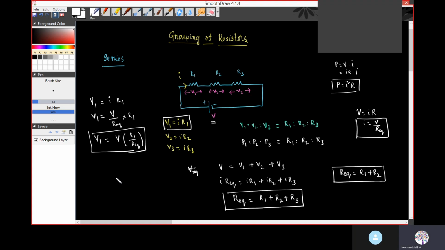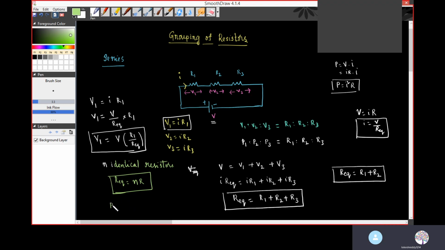Okay, so this is a series. Now, if n identical resistors are connected, then the R equivalent is equal to nR.